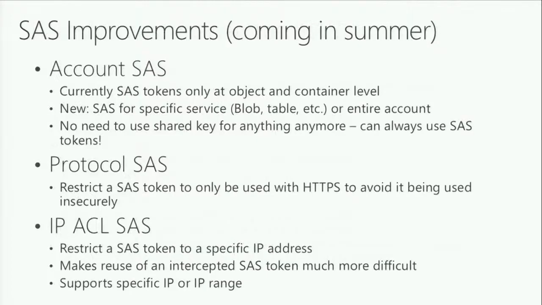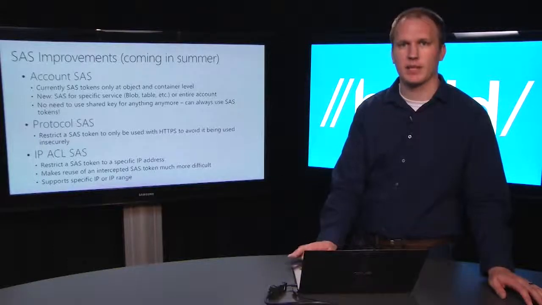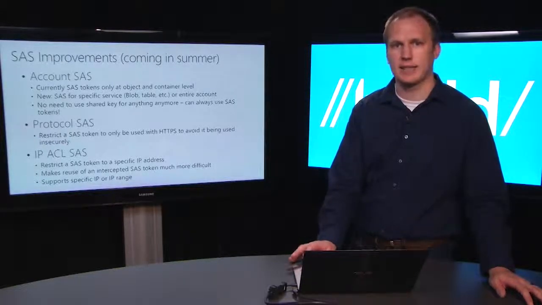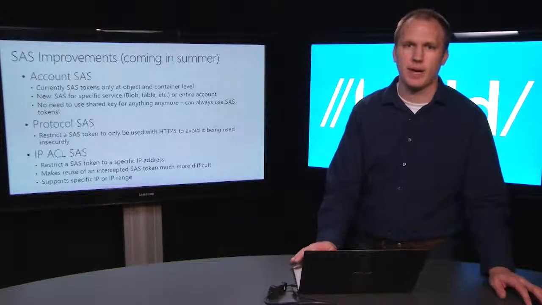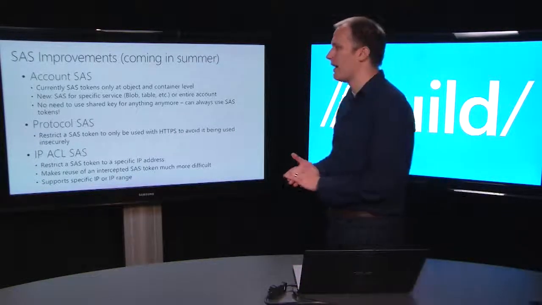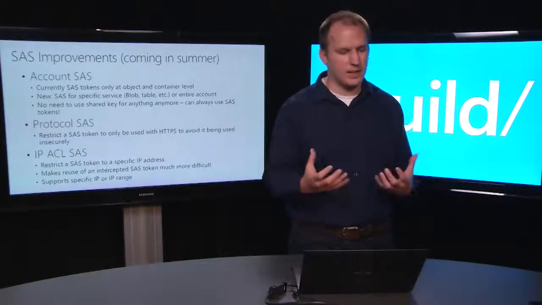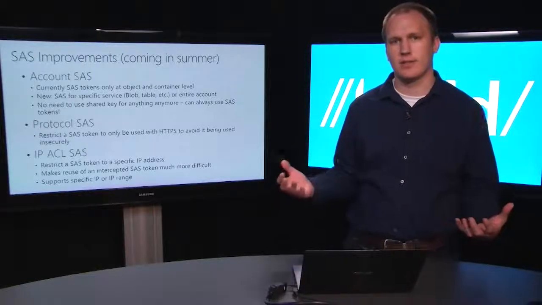We have some SAS improvements coming this summer, so this is just to let you know they're on their way, some improvements that are actually in response to a lot of user feedback. A lot of the developers out there have been giving us great feedback on shared access signatures, and these are a few improvements we have this summer to help address that. The first of these is account SAS. This has been long requested. It's the ability to create one SAS token that applies to an entire account.